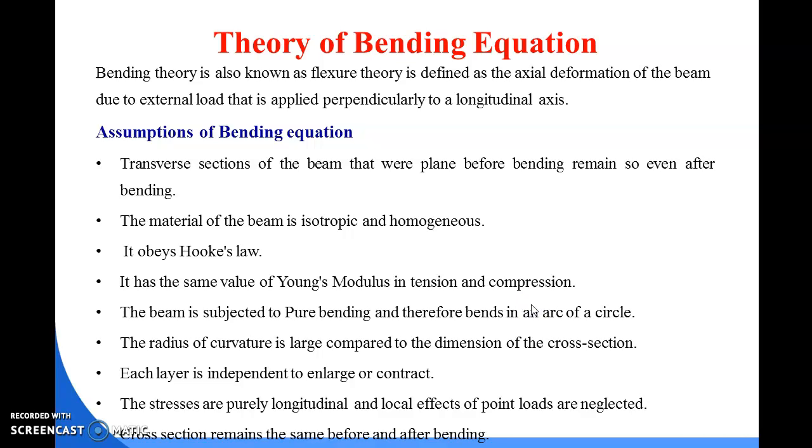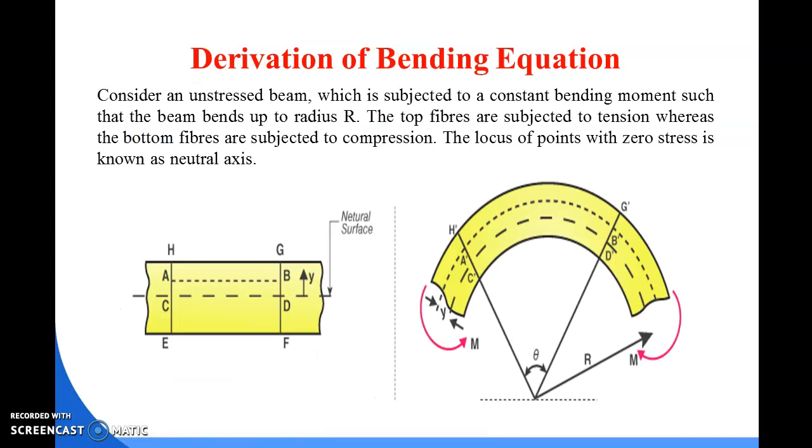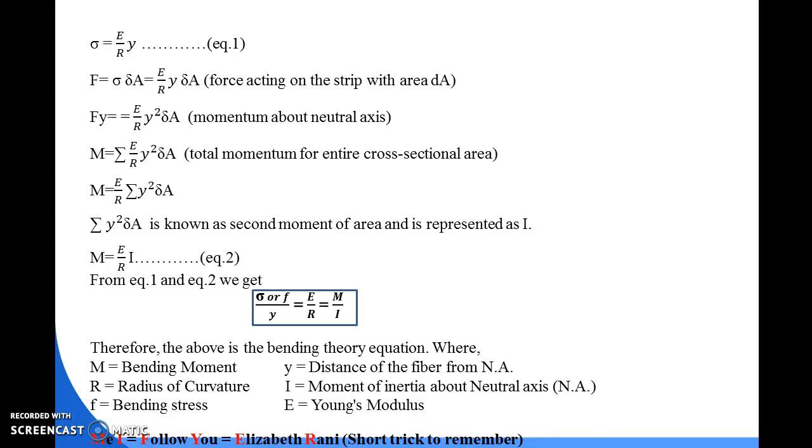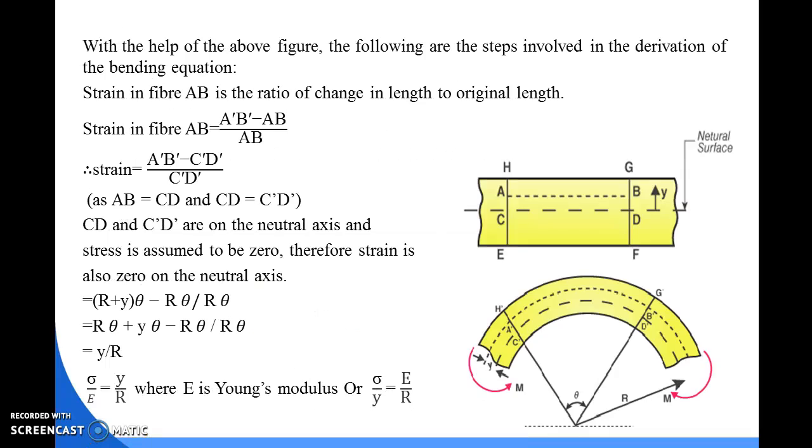So first of all, in this chapter, we will start from the bending equation, which is also known as the flexure theory equation. Basically, in this equation, we have to prove this equation, which is sigma by y equal to E by R equal to M by I. So this is called the equation of bending in beams.